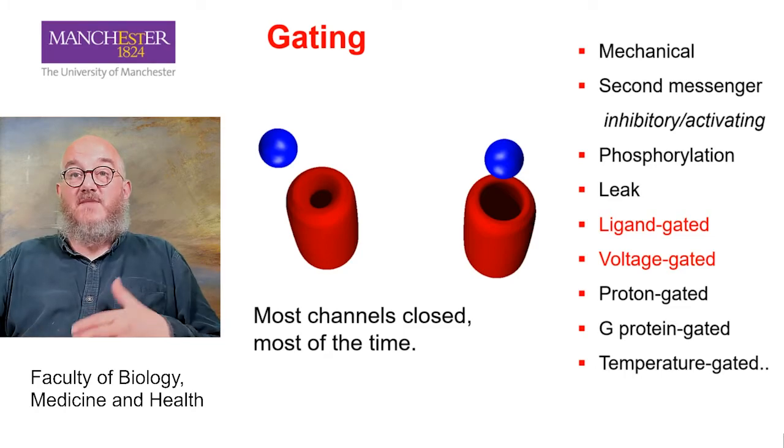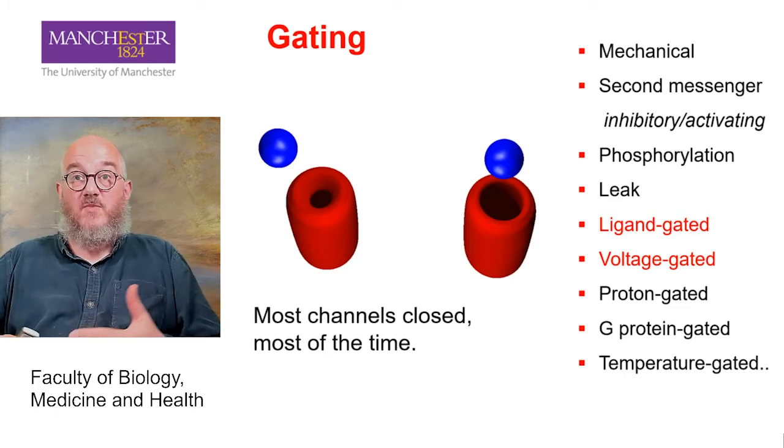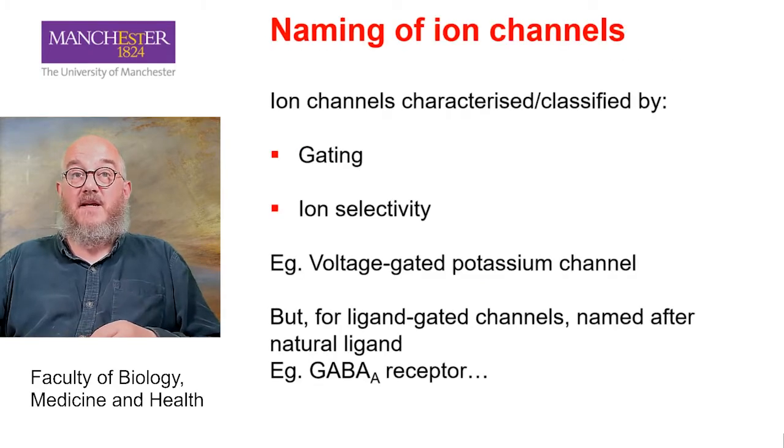So the gating is very important for two reasons. One, it tells us how the channel is opened and closed, and secondly, because it often feeds into the naming of the ion channel. So ion channels are often named by the way they're controlled and their ion selectivity. So a voltage gated potassium channel is a channel that's selective for potassium and is opened when the membrane potential changes, when the membrane voltage changes.